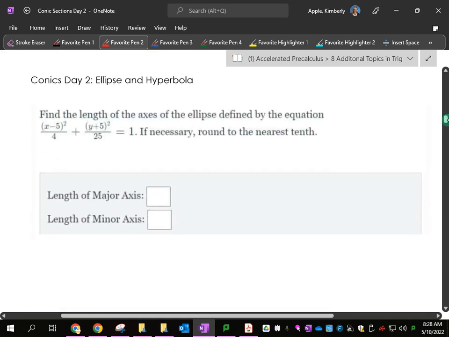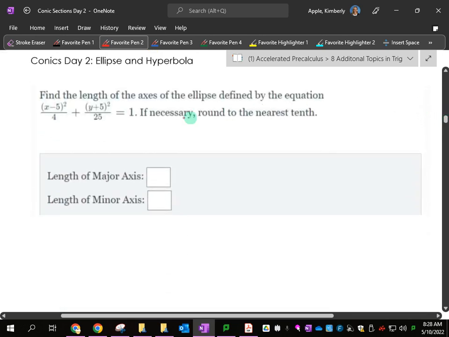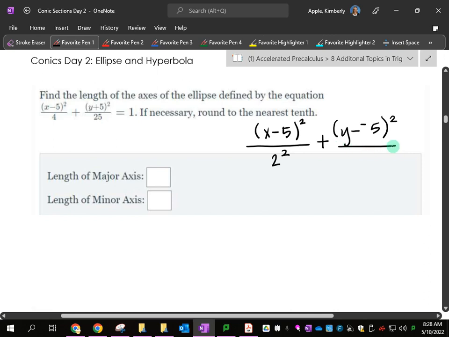All right. More vocabulary. This one asks me to find the length of the axes. There are 2. Remember, there's a major and a minor. Let's rewrite this in its appropriate form. So this would be x minus 5 squared over 2 squared plus y minus -5 squared over 5 squared. And this is always equal to 1, always.